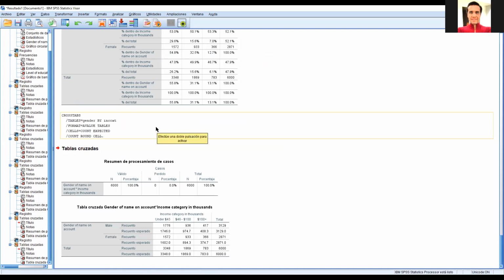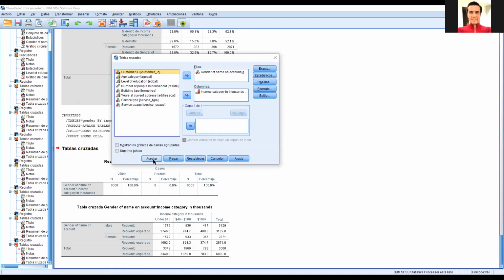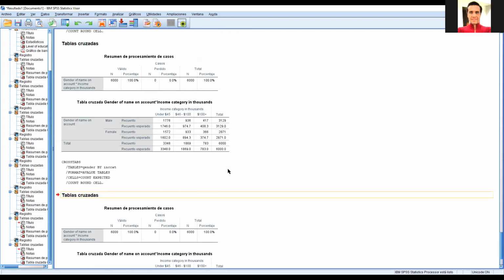And I am going to get a new chart. Here you have it, okay? In this chart, we have two different numbers in each one of them, counted and expected. Let me mark them. There you go. We have right there two numbers, 1,776 and 1,746. And now let's see around female.